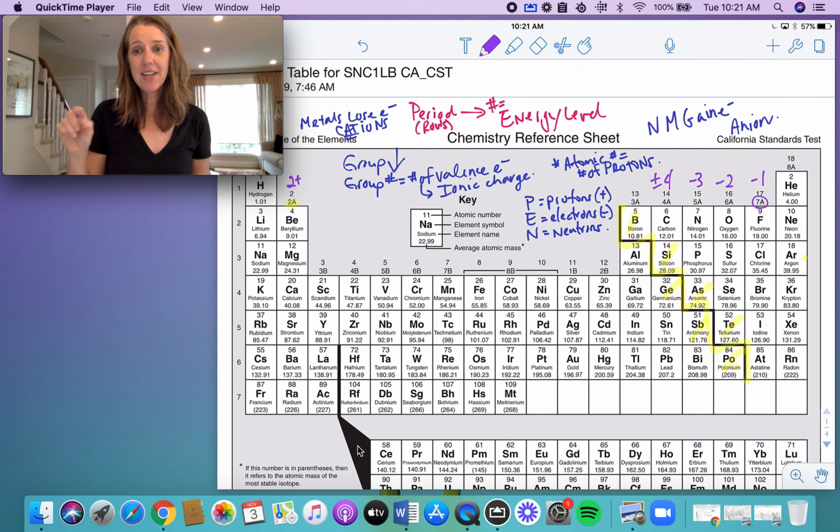We're going to use the number of valence electrons of our nonmetals when we create our covalent compounds. These are where the electrons are shared. They do not create ions. They just use their valence electrons and share them amongst themselves, right? These are the covalent compounds with shared bonds.